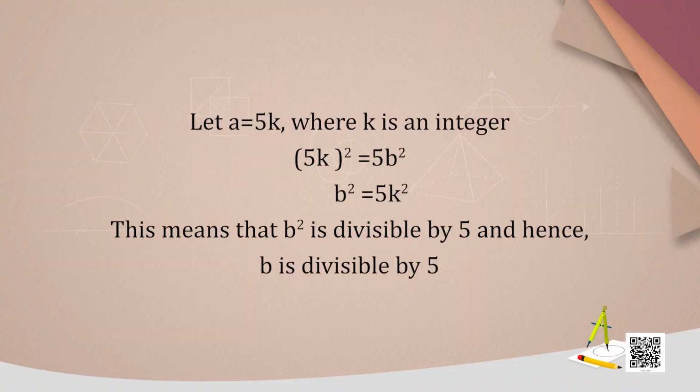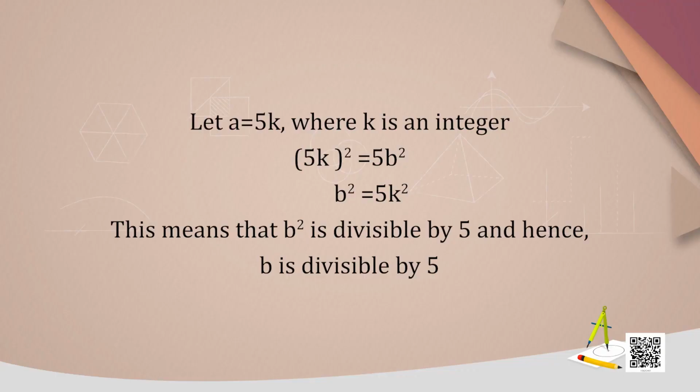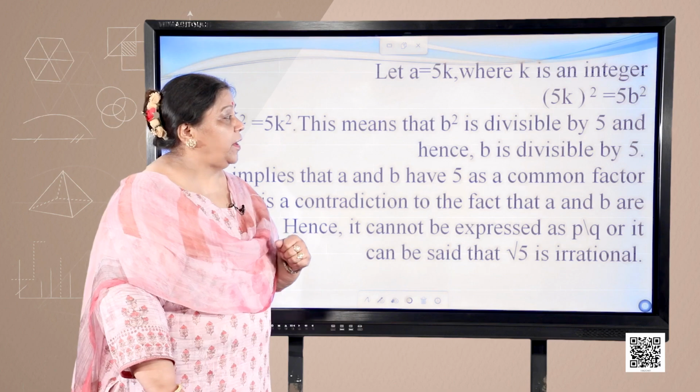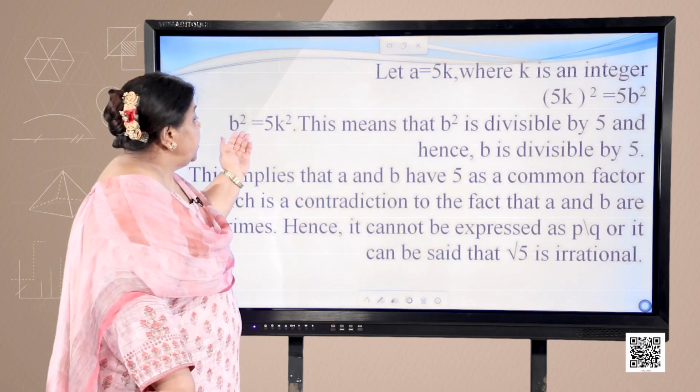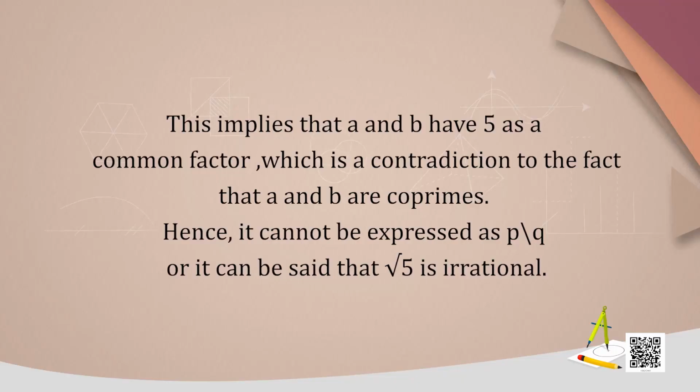Let a be equal to 5k, where k is an integer. On substituting, we get 5k whole square is equal to 5b square. What does this imply? b square is equal to 5k square. This means that b square is divisible by 5 and hence b is also divisible by 5. So, this implies that a and b have 5 as a common factor, which is a contradiction to the fact that a and b are co-primes. Hence, root 5 cannot be expressed as p upon q, or it can be said that root 5 is irrational.